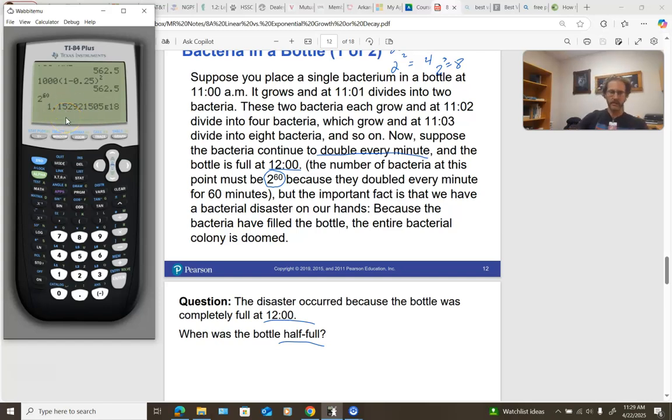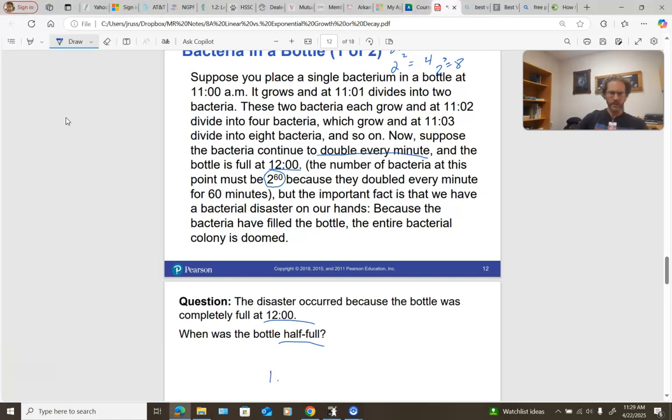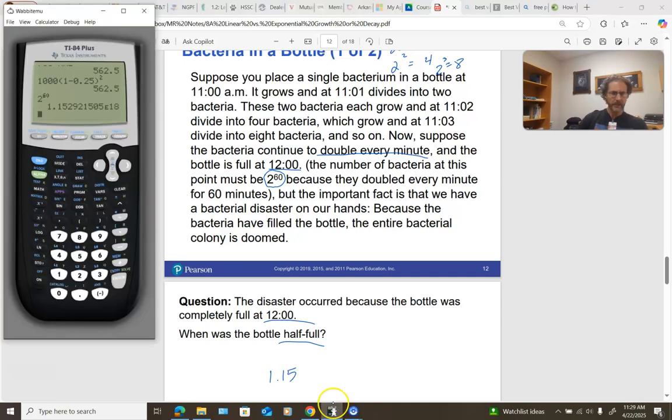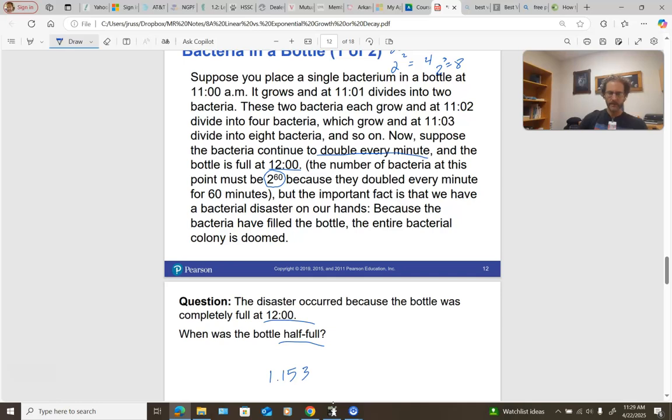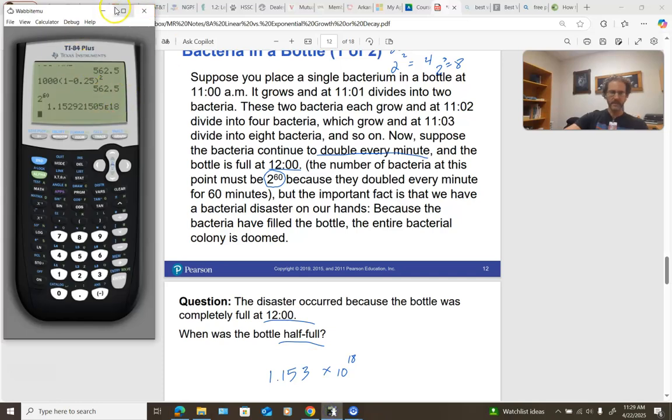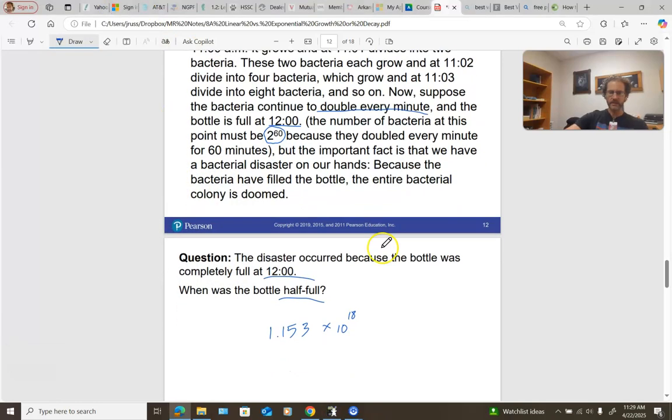I'm going to write this down. 1.153 times 10 to the 18th power, because of this E18. So what exactly is this number? And then we'll get back to this question.